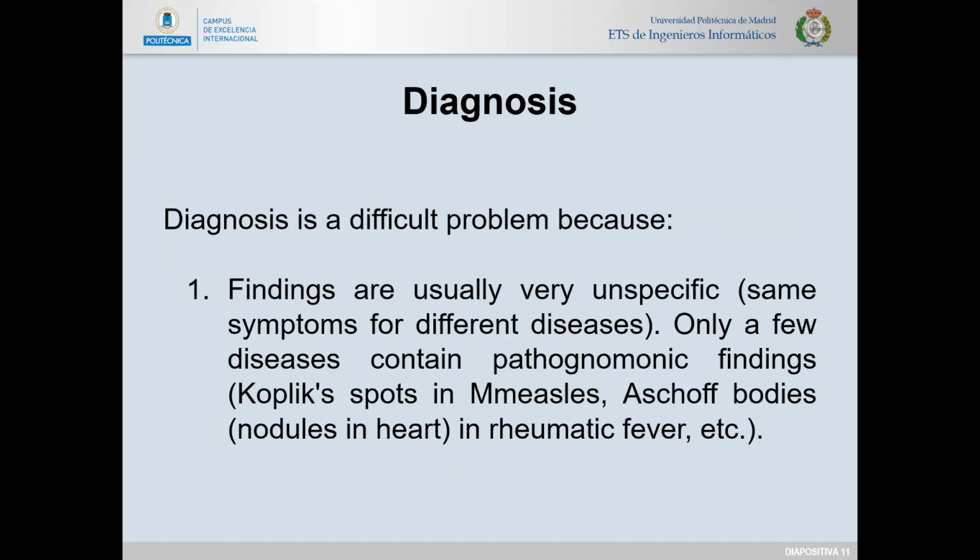So the diagnosis is a difficult problem, basically, because there are several things that we need to consider. The first one is that the findings that we have as part of the diagnosis problem itself are very unspecific. We have the same symptoms for different diseases. There are only a few diseases that contain what are called pathognomonic findings, like the Koplik spots in measles, the Aschoff bodies, which are some nodules in the heart, in rheumatic fever, etc. These are not very common, these pathognomonic findings that allow you to go directly and know that this is a very specific disease. The reality is that normally we have several options.